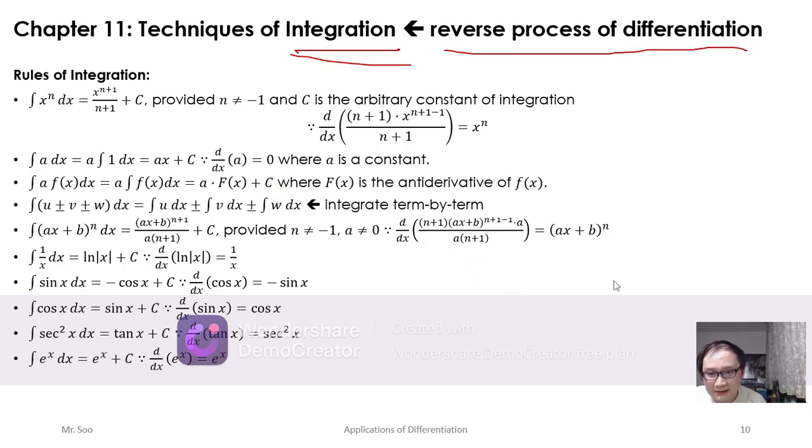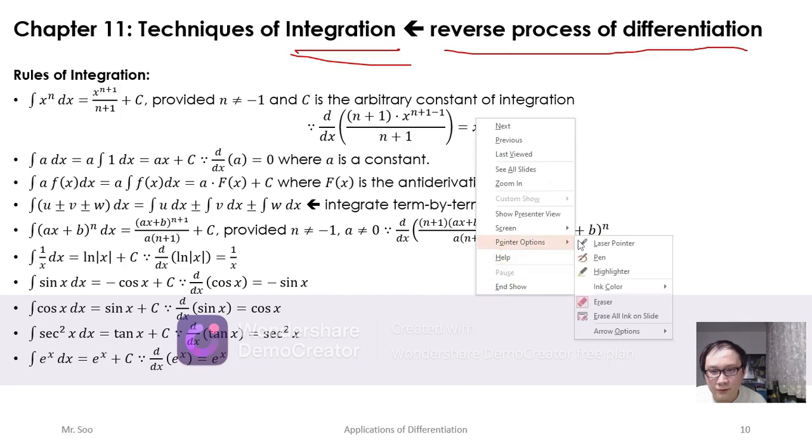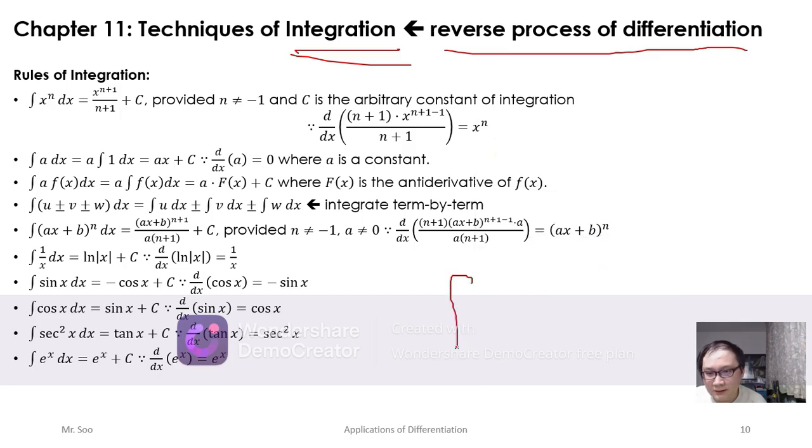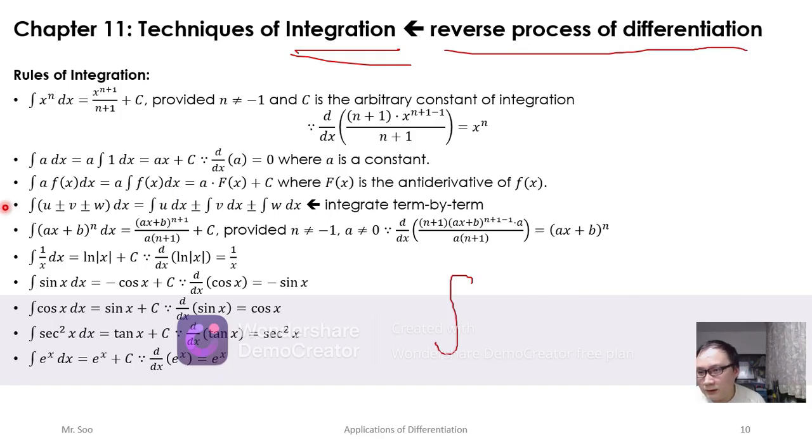By the way, I missed out: the notation for integral is this wavy sign. Let me rewrite it. That is the notation for integrate, some wavy symbol. Clear? Okay, moving on to the third point.